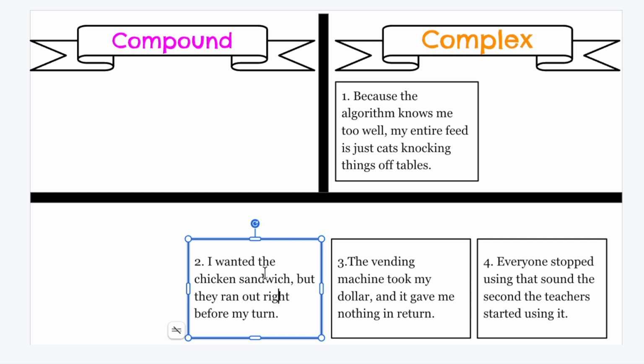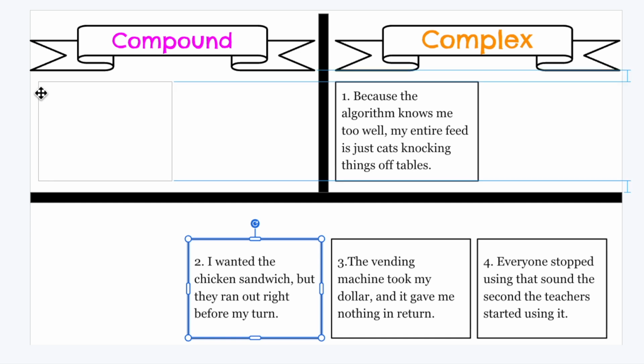Let's look at this one. I wanted the chicken sandwich, but they ran out right before my turn. Darn it. Let's look. Do we have a subordinating conjunction? No, but what we do have is this fanboy, this coordinating conjunction. This coordinating conjunction is joining 2 sentences together. So that makes it a compound sentence.